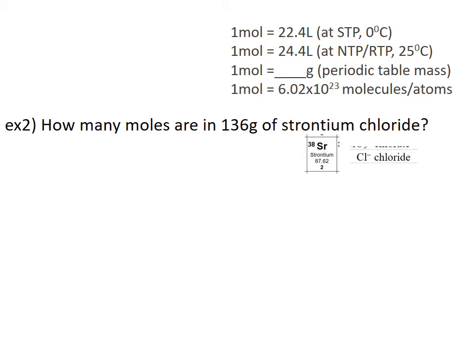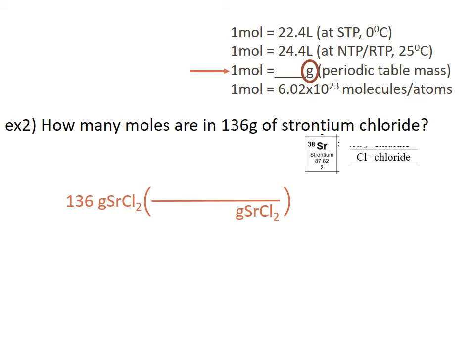So the lowest common charge is 2. So I have 136 grams of SrCl2. 1 Sr gives me a +2. 2 Cls give me a -2. It balances out. I put in big brackets. I have grams of strontium chloride. I know for sure I'm going to be getting rid of that, so that goes on the bottom. And that is going to be converted into moles.